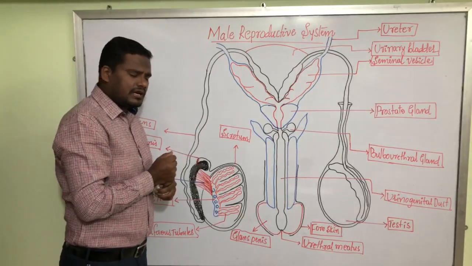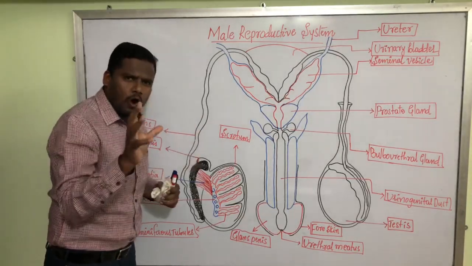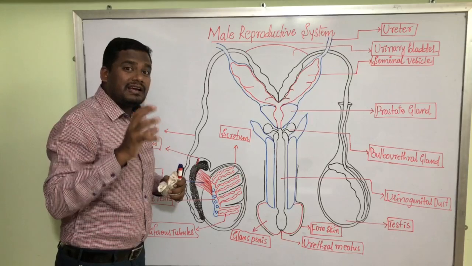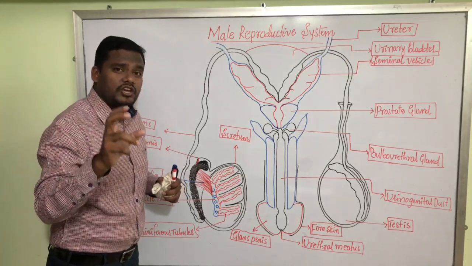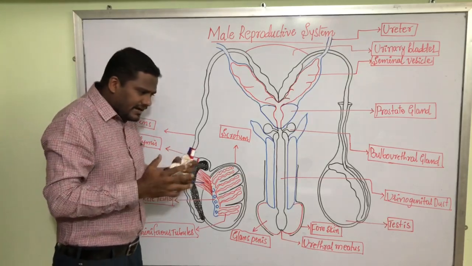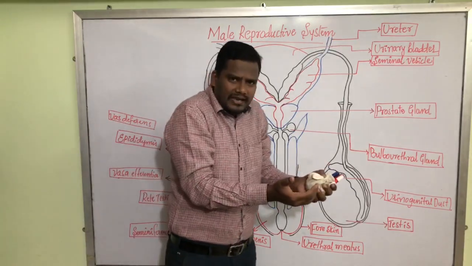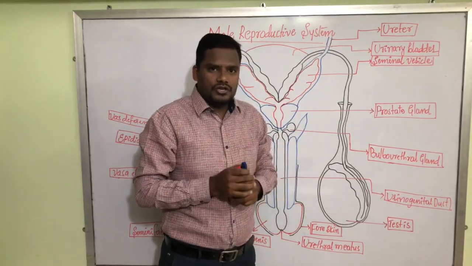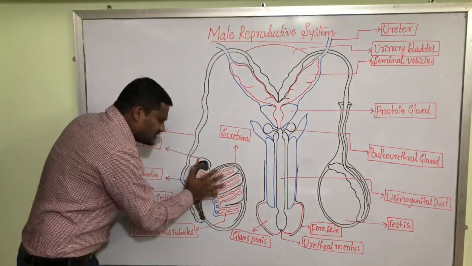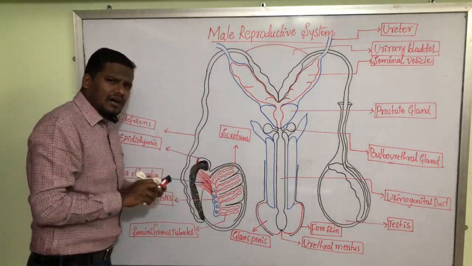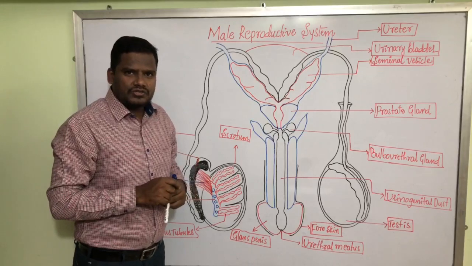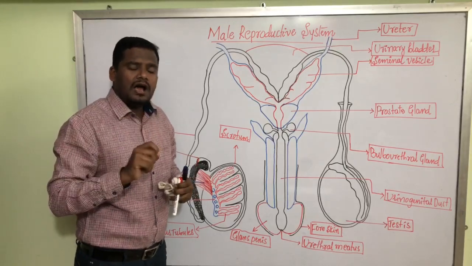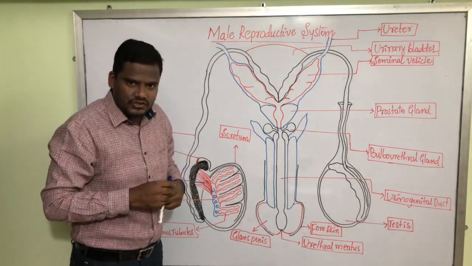Testis, as we know, they are small oval shape glands or small oval shape structures present outside the abdominal cavity. That is why they are extra abdominal in their location. Now these testes are covered with two covering layers, tunica albugina and tunica vaginalis.